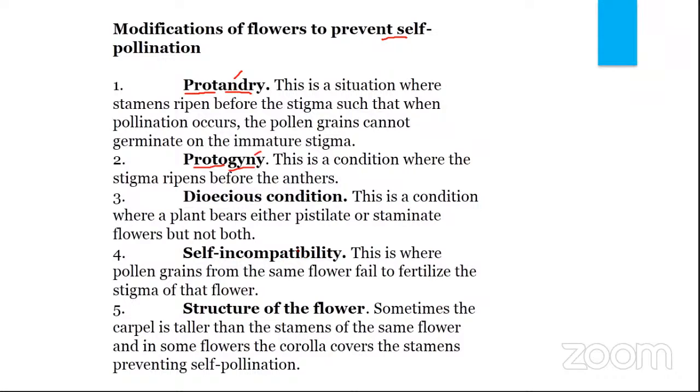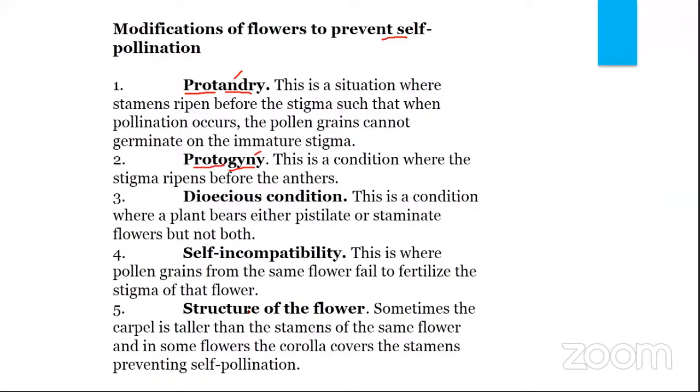Then another one is self-incompatibility. To be compatible means that you match. It is like matching or fitting. I think you've ever put on clothes whereby you say this fits you well. Now in this incompatibility, the pollen grains from the same flower may fall on the stigma, but they fail to germinate because they are not fitting, okay? That is one way of preventing self-pollination.